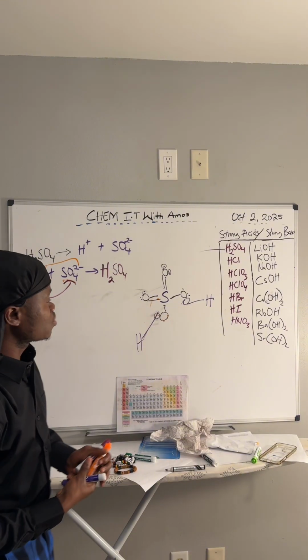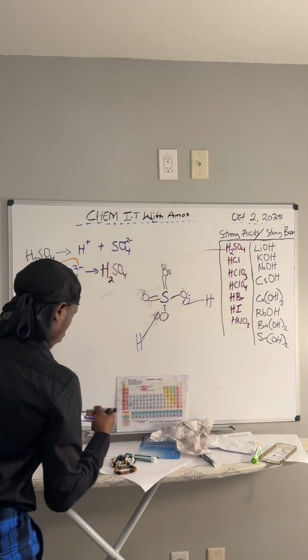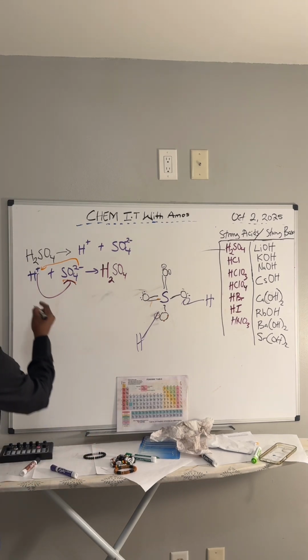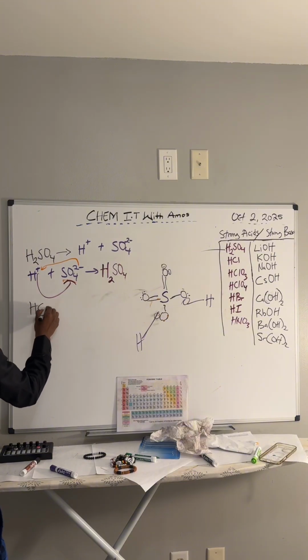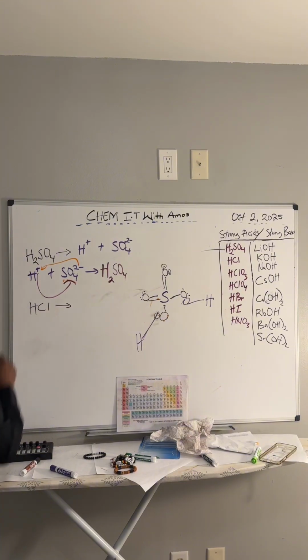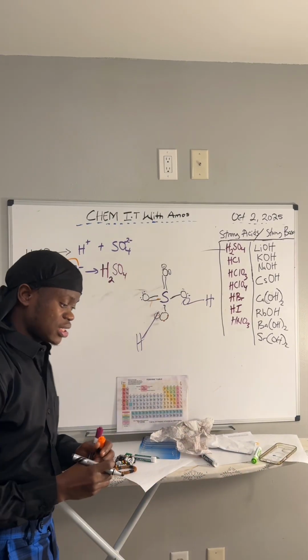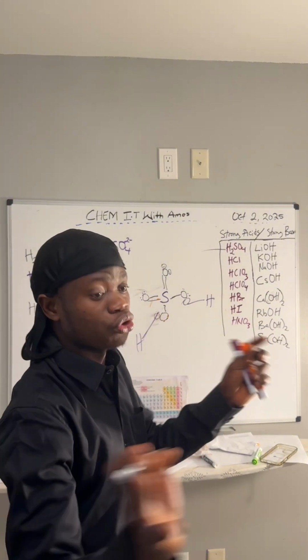So the next thing is to see how this particular compound was being formed. That is hydrochloric acid. How was it formed? Well, for that, you have HCl. If you decompose this, or analyze this compound, it should contain charges.